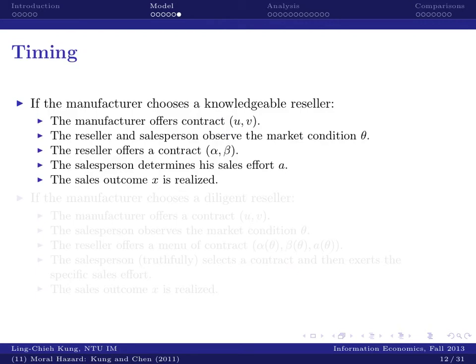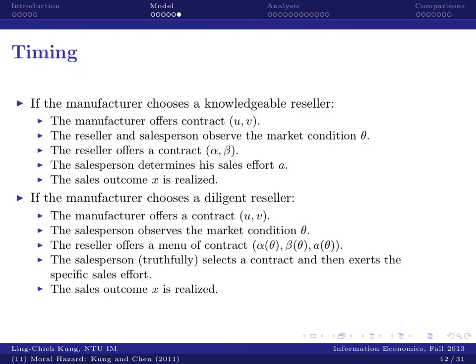Finally, we need to specify the timing. Suppose the manufacturer chooses a knowledgeable reseller. Then the first thing is for the manufacturer to offer the contract, and then the reseller and the salesperson will observe the market condition theta. The reseller will then offer a contract alpha and beta according to the market condition she observes, and then the salesperson will determine the sales effort A after agreeing with the contract, and finally the sales outcome would be realized.